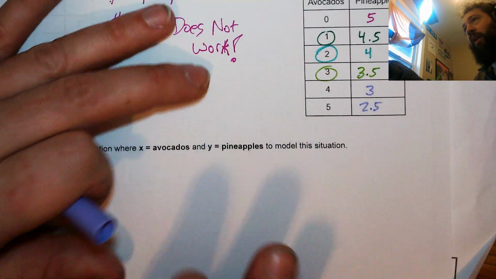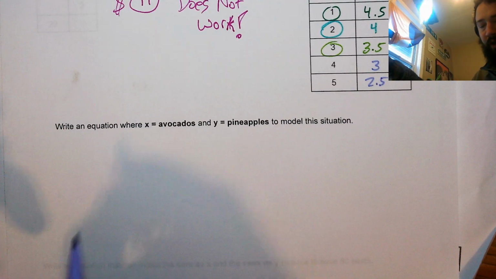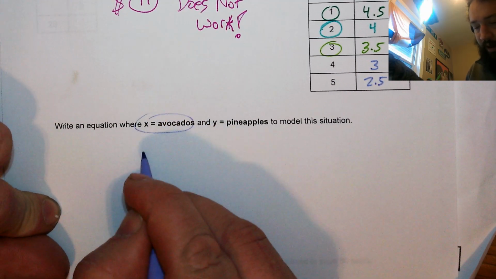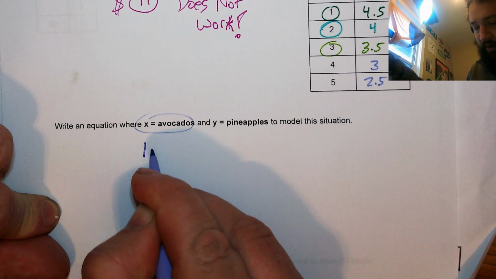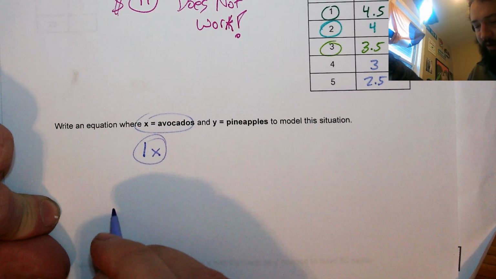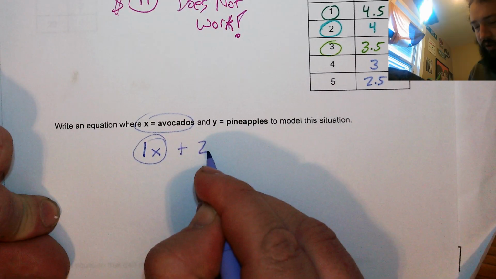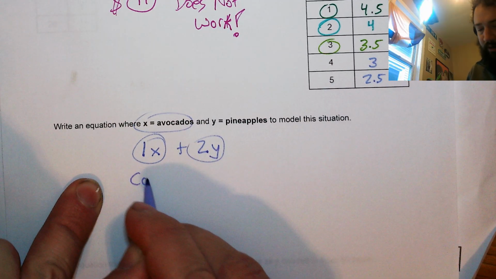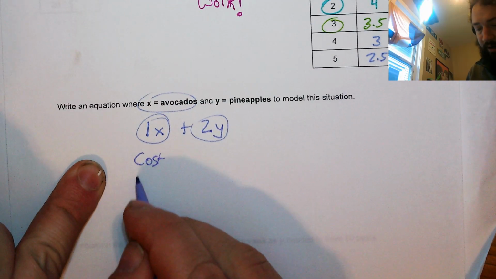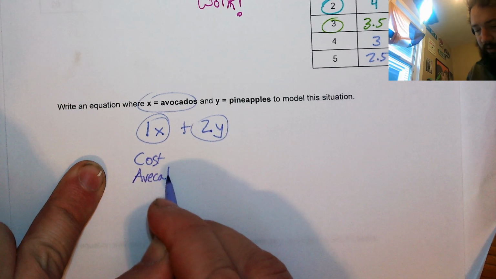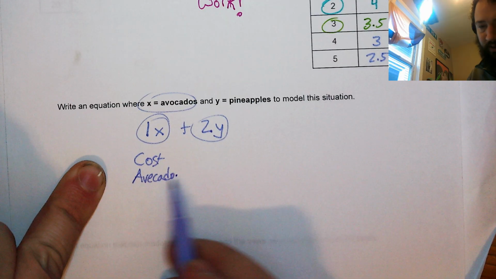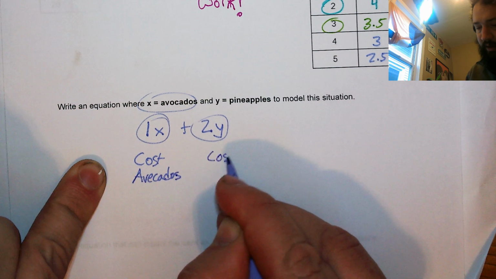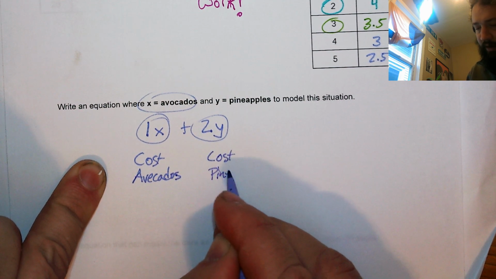Now, how do I write an equation to model this situation? The equation I would come up with is I say 1 times my avocados plus 2 times my pineapples. So this is my cost for avocados. Is there an E on avocados? No. Avocados. And this one is my cost for pineapples.